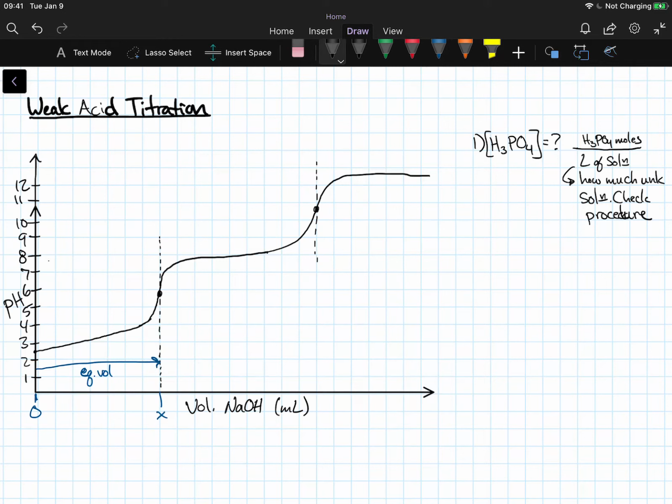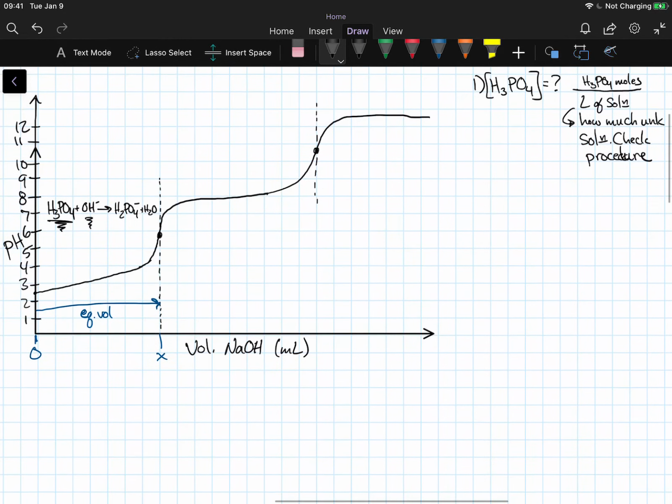The reaction, we should always remember what the reaction is. H3PO4 plus OH- is forming, and it's definitely not an equilibrium. OH- is a strong base. This is going to go essentially to completion, where we get H2PO4- and H2O. So we're converting, using the strong base hydroxide, all of the phosphoric acid into the dihydrogen phosphate. So that's where we're going to get the number of moles, because at this equivalence point here, the moles of the phosphoric acid is equal to the moles of the hydroxide.